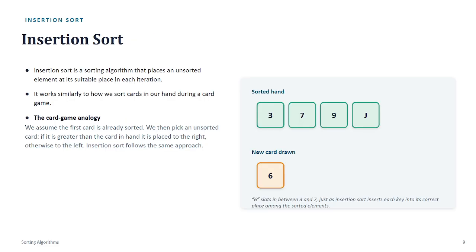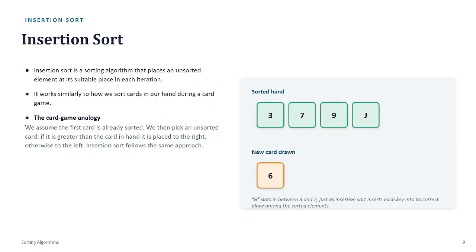Regarding insertion sort, it works in a different way. Think about arranging cards in your hand. Whenever you receive a new card, you don't randomly place it. Am I correct? Instead, you find the correct position and insert it there. Insertion sort follows exactly the same idea. It builds a sorted portion gradually, one element at a time.